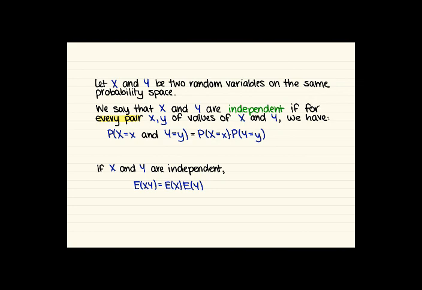And then if X and Y are independent, the expected value of XY is equal to the expected value of X times the expected value of Y. The proof of this is in your book if you want to go through that. But remember, this is only when they're independent. So you can't use this in general.